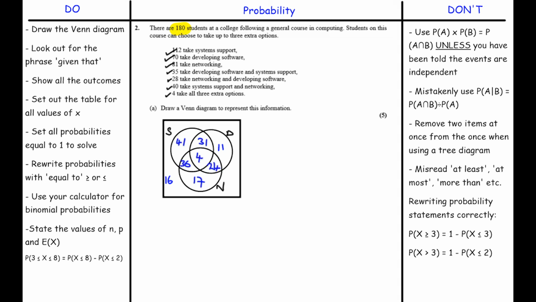Okay, so moving on to probability now. First thing is draw the diagram, draw the Venn diagram. So draw the Venn diagram. Sometimes the question is going to prompt you to do this and sometimes it won't.